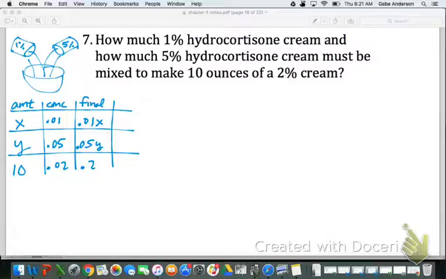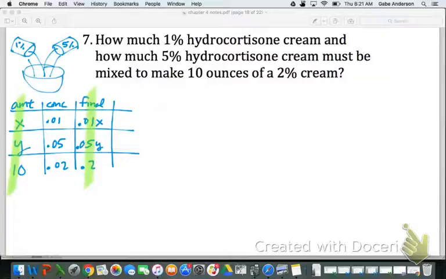So that means we need two variables, which we've got up there, x and y. We also need two equations. Do you see where the two equations might come from? Where would they come from? The final column and the first column, yeah. So this is just like what we did with the investment problem a minute ago. So I'll just highlight those for you. Here are your two equations: x plus y equals 10, and 0.01x plus 0.05y equals 0.2.